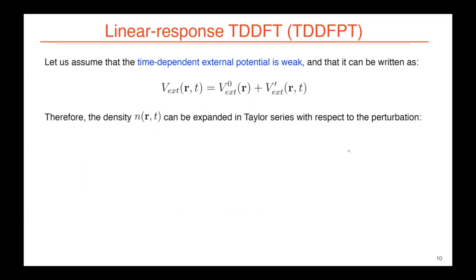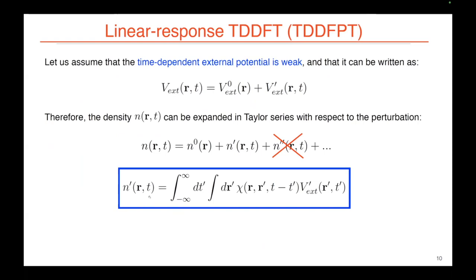So we just expand the charge density in a Taylor series: zero order term n0, first order term n prime, second order n double prime, etc. Since we're interested in linear response, that is to say only first order, we neglect second order and higher order terms. So we just keep n0 and n prime. And then we can make a connection between this first order variation of the density, n prime, and the external potential, v prime, via an integral equation.